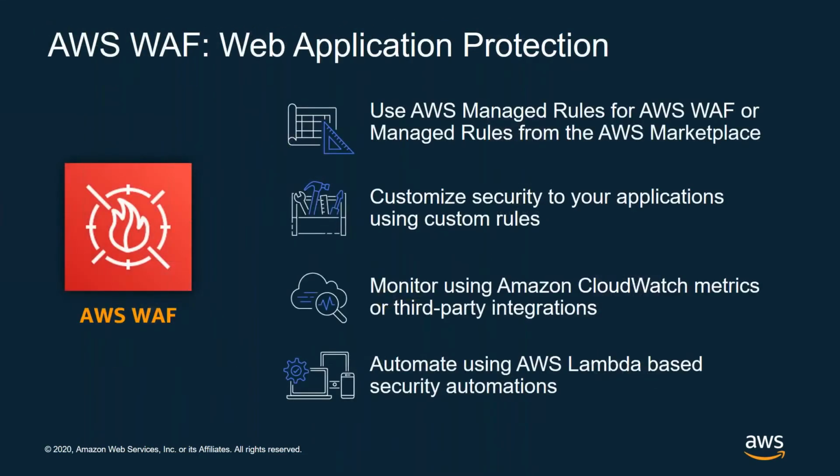So moving on to AWS Web Application Firewall, or AWS WAF. With AWS WAF, you can use managed rules or managed rules from the AWS Marketplace to establish quick baseline protections for your application. You can then customize the security of your rules to your applications by building your own logic. You can monitor these rules and the traffic that is going through them using Amazon CloudWatch metrics or third-party integrations. And then finally, you can automate parts of your security and remediation using AWS Lambda-based security automation.